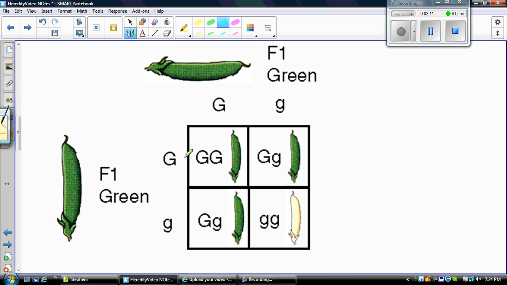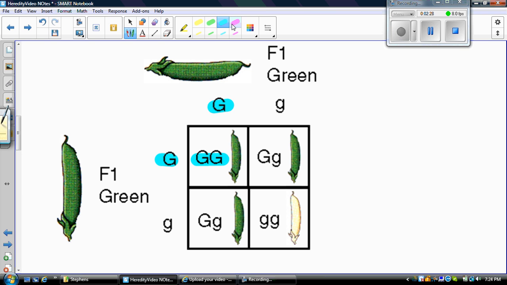So if you take a look, this first one, big G, you're going to put that in the first box. So that's two dominant traits. The big G stands for the color green for this plant. So this plant will be the color green.